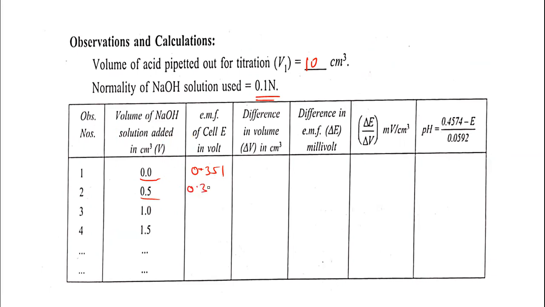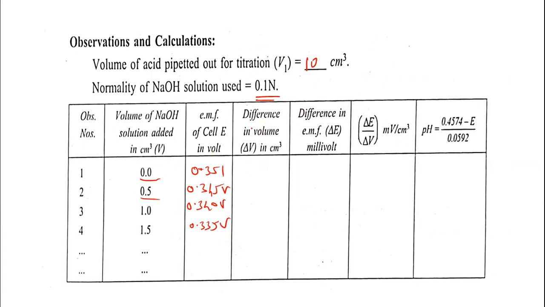The reading, suppose it is 0.345. Then the reading is 0.340, like that. For 1.5, it is 0.335 volt. In this way, the EMF of the cell is going to be decreasing because we are adding the NaOH from the burette. The H plus ions get neutralized, so the concentration of the hydrogen ion will be decreasing.